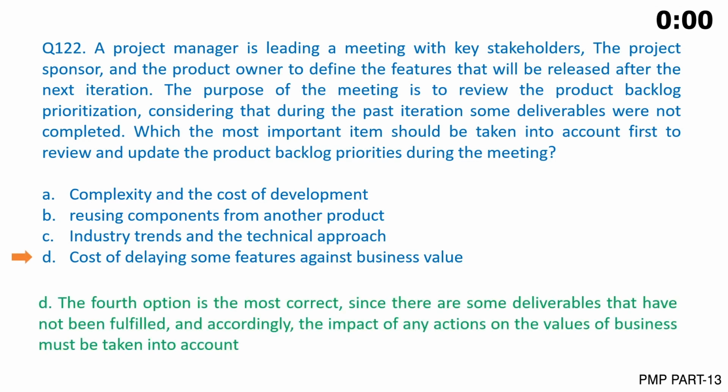The correct answer is D. The fourth option is the most correct, since there are some deliverables that have not been fulfilled, and accordingly, the impact of any actions on the value of business must be taken into account.